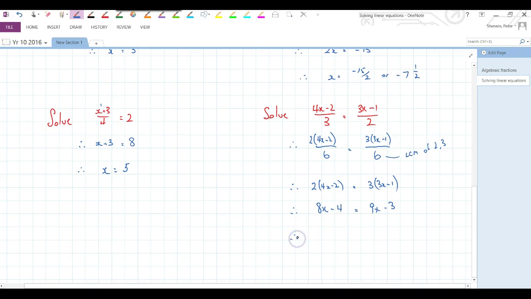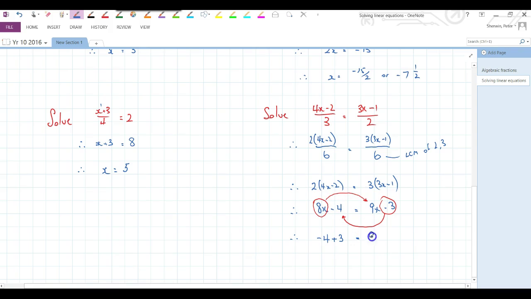Now, which way should we go? I'm always going to take my x's to the side that keeps my x's positive. So I'll take my 8x over there, and that dictates my x's are going on the right, so my numbers have to go on the other side on the left. And the numbers are going to have to move sides. So on the left hand now, I've got minus 4, it hasn't changed. My minus 3 has become plus 3.